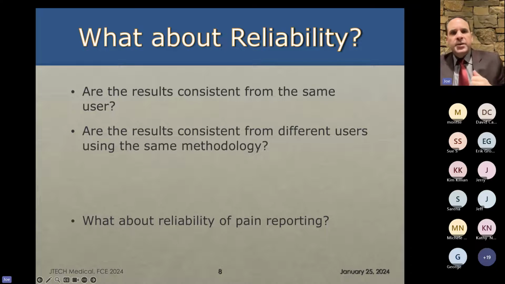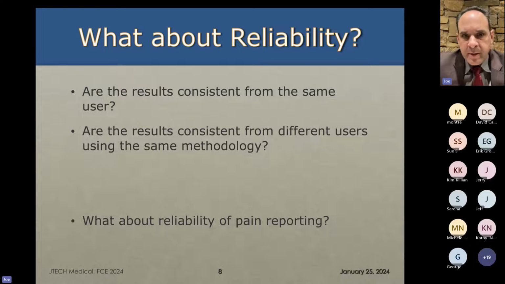So then often we talk about reliability. Are the results consistent from the same user? That would be intra-reliability, right? If I'm doing a test and I'm doing basically the exact same scenario, my results are going to be consistent on different FCEs. We also talk about, are the results consistent from different users using the same methodology?